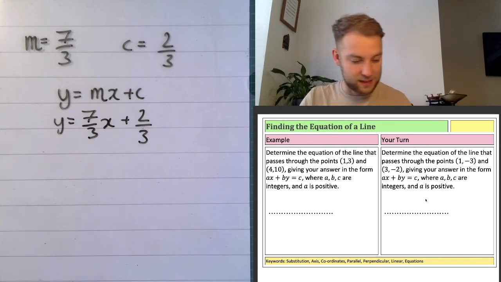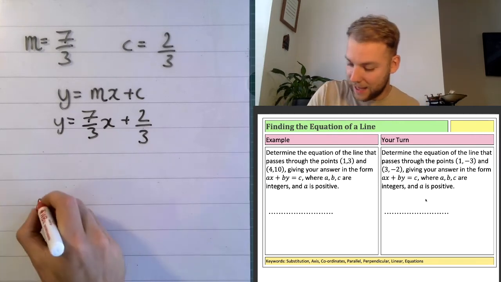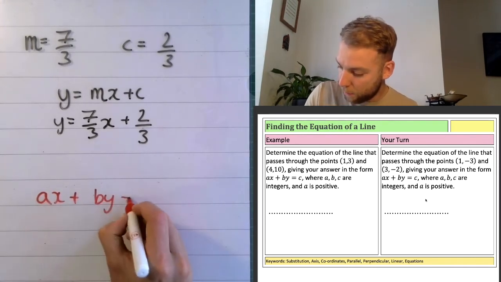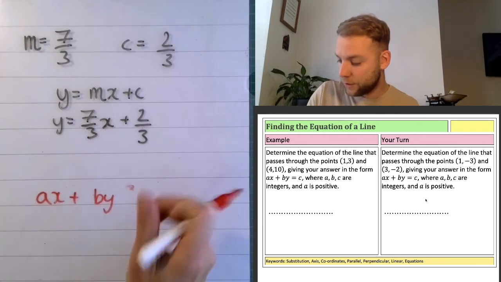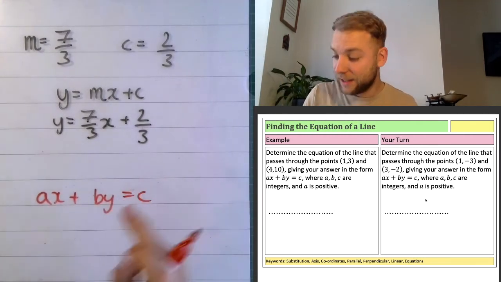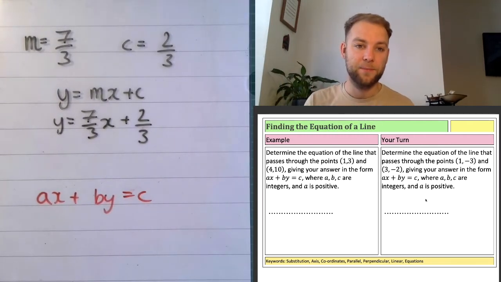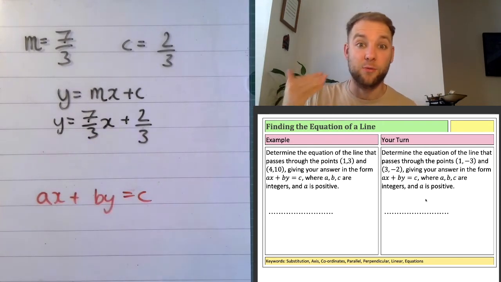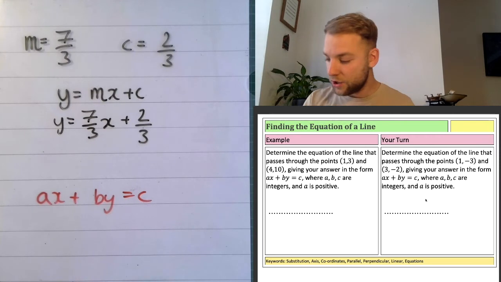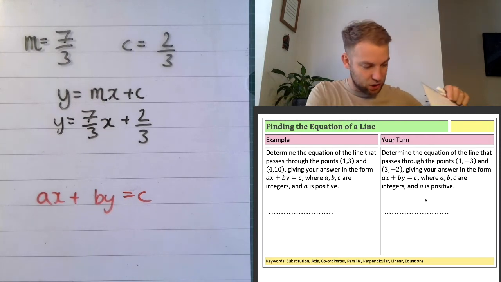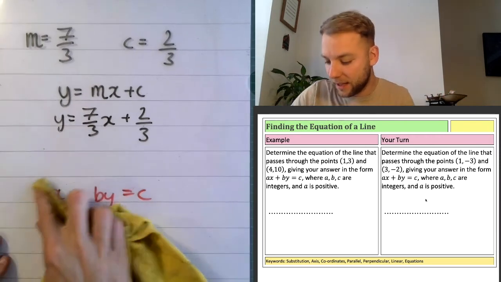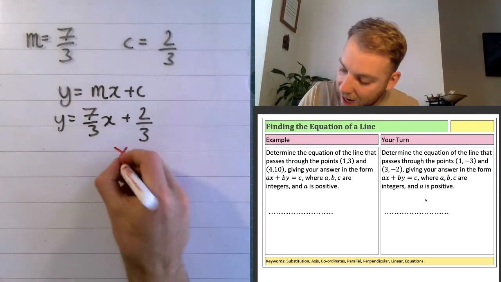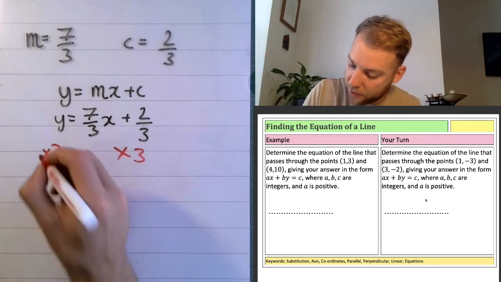However, the problem is they want it in the format ax plus by is equal to c. Basically, they don't want that fraction in there. So to do that, we notice that the fraction is a 3, so the denominator is 3. So to get rid of that 3 as a denominator, we're timesing both sides by 3 to get rid of it. So times by 3, times by 3.